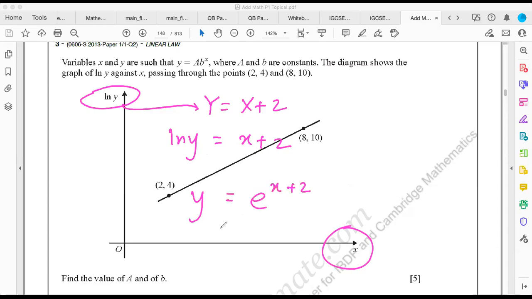Now if you break this down, it will be e to the power 2 into e to the power x. And you can compare and see that this is pretty much similar to what we got. So e squared we got as a, and b we got also as e, which was pretty similar to what we had got in the previous question. So sometimes you need this skill, the forward and backward application of the log concept, in order to get the correct answer.